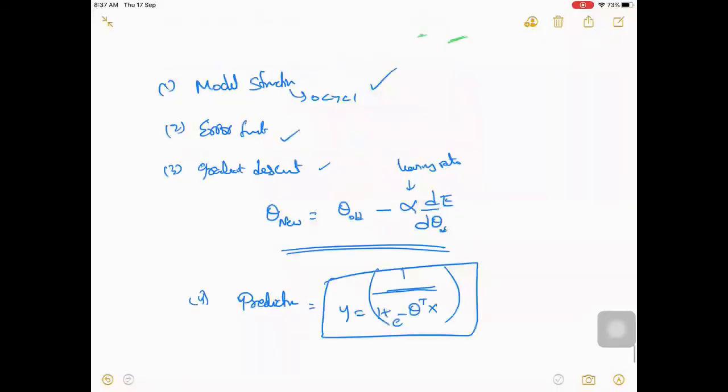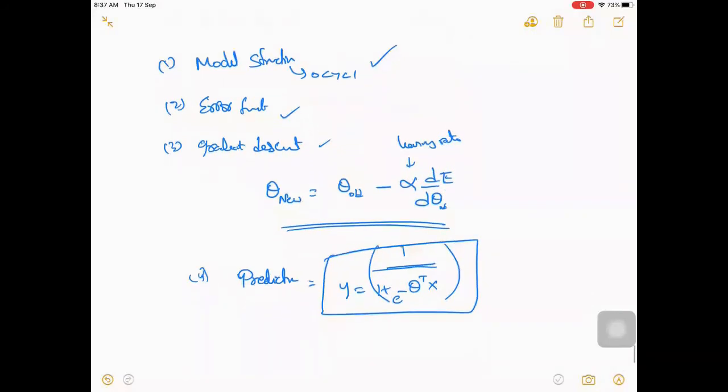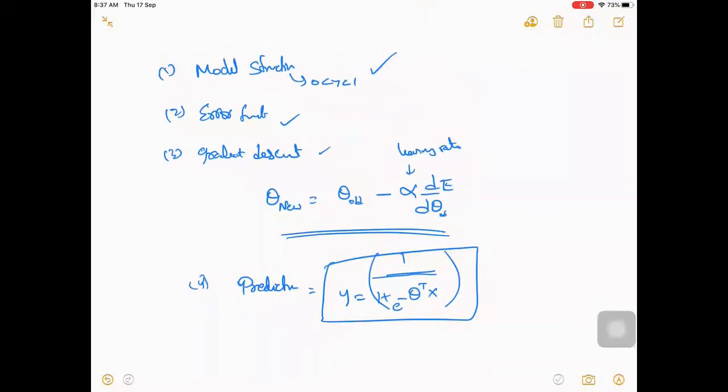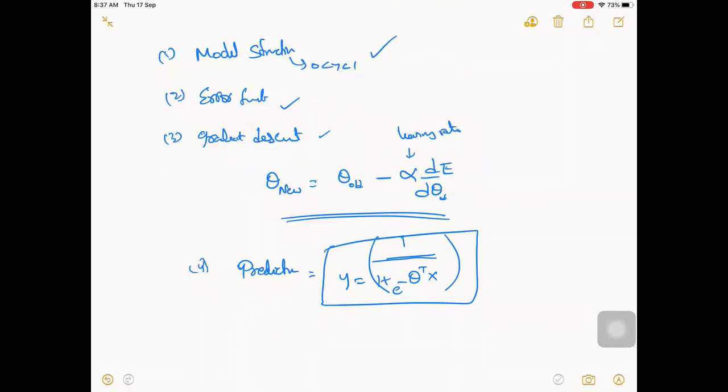So if you remember our model structure, we defined this formula, right? After getting the optimal theta values through gradient descent, we use the same formula with the weights we have learned, the same function y equal to 1 over 1 plus e power minus theta x.